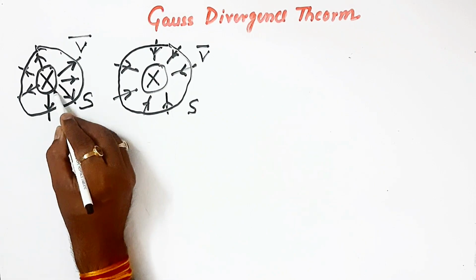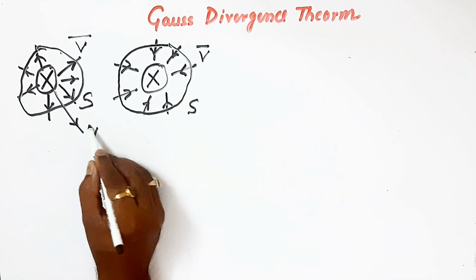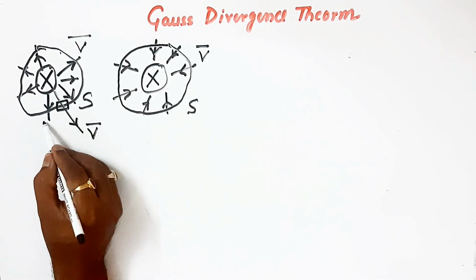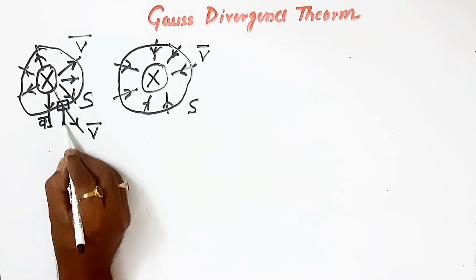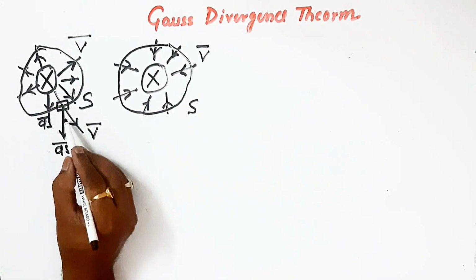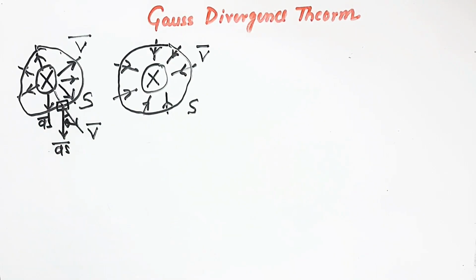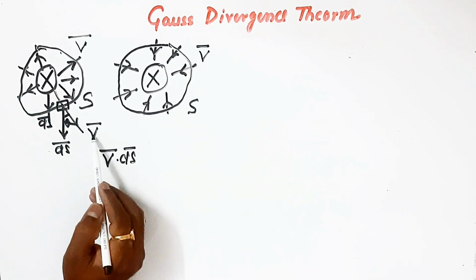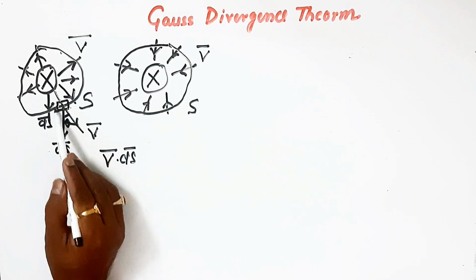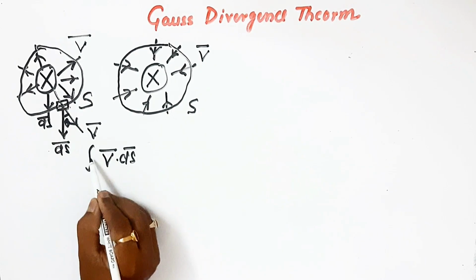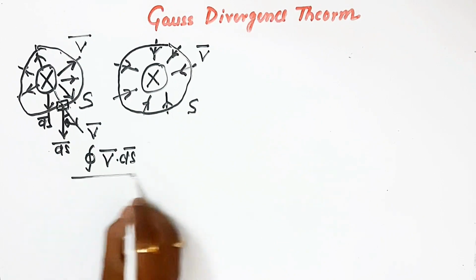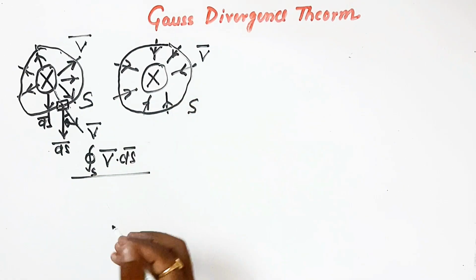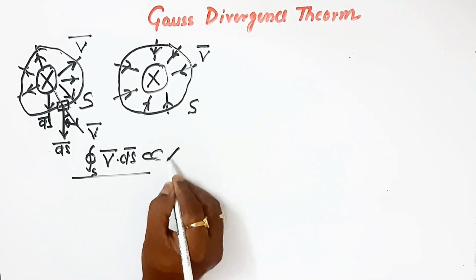Suppose you take here, this vector line is coming outside this surface, and here you take a surface element, this dS. So the dS vector will be perpendicular to this surface, and suppose V is making an angle theta with this surface element, then V dot dS is the flux of this field over this surface area element. If you integrate over all the surface, you will get the flux of this field over the closed surface S. As per this theorem, this must be proportional to X.